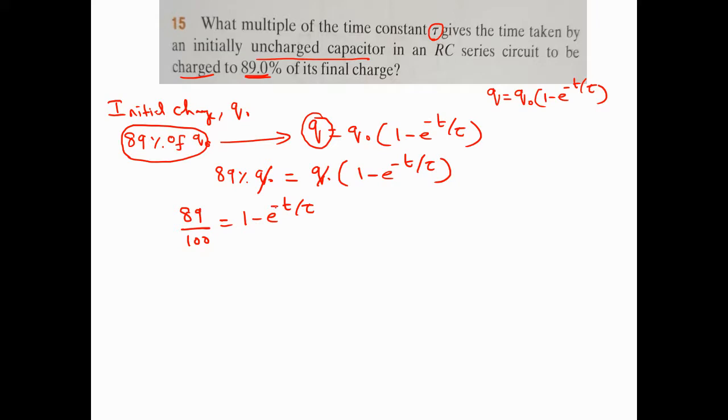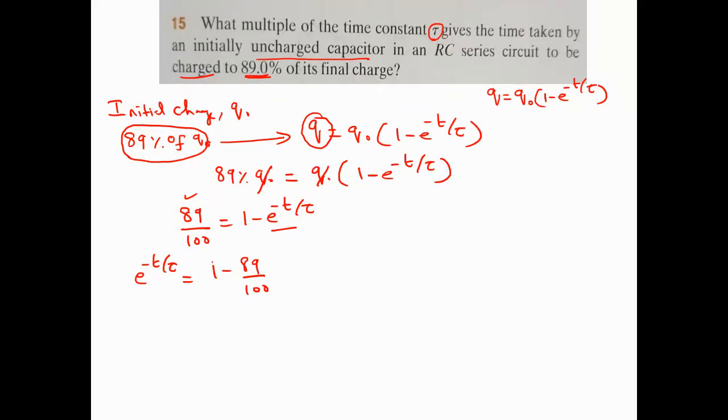Now I'm going to keep this term here, and move this term to the other side. When I move this term to the right hand side, it becomes negative. When I move this term to the left hand side, it becomes positive. So e power minus t over tau is exactly equal to 1 minus 89 divided by 100.